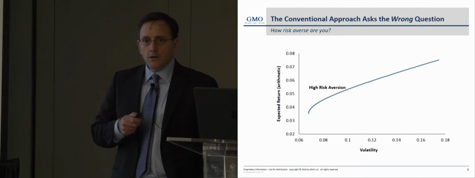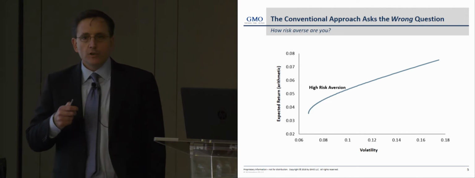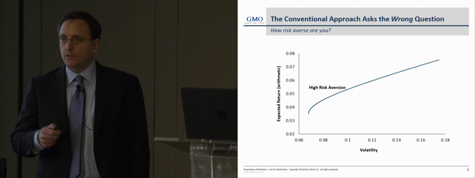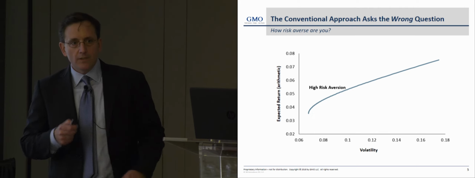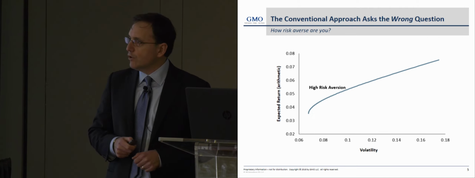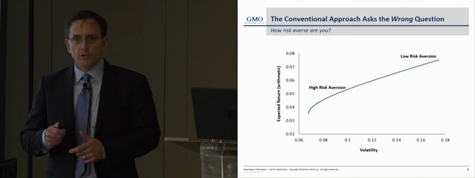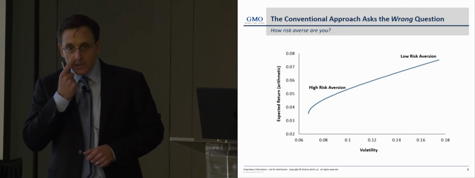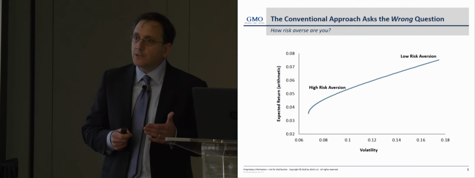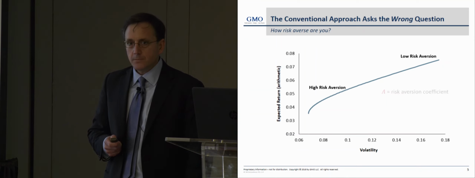If you are risk averse, if you have a high degree of risk aversion, you will choose the portfolio in the lower left-hand portion of the efficient frontier. Relatively low return, relatively low volatility. If you are less risk averse, you will move up and to the right on the frontier. You will have relatively high expected return, relatively high level of volatility.